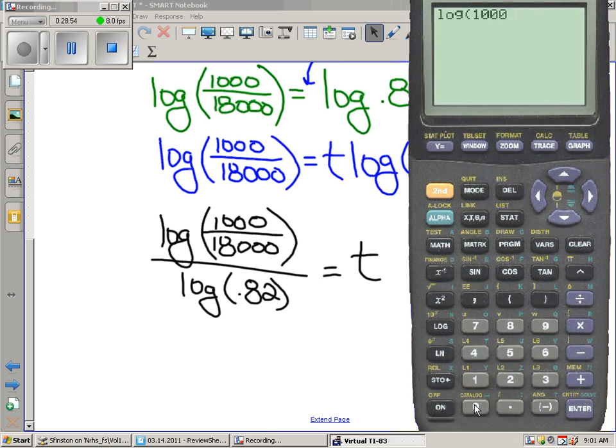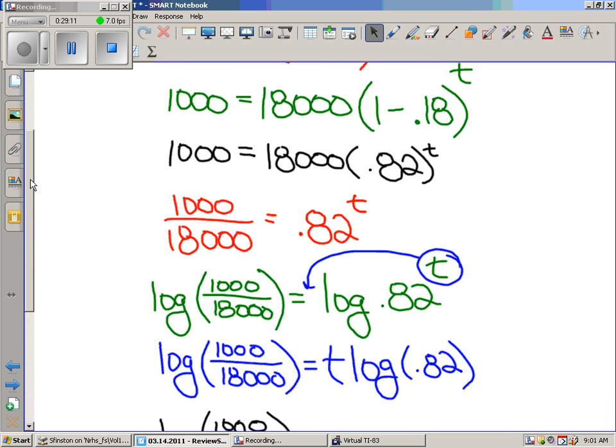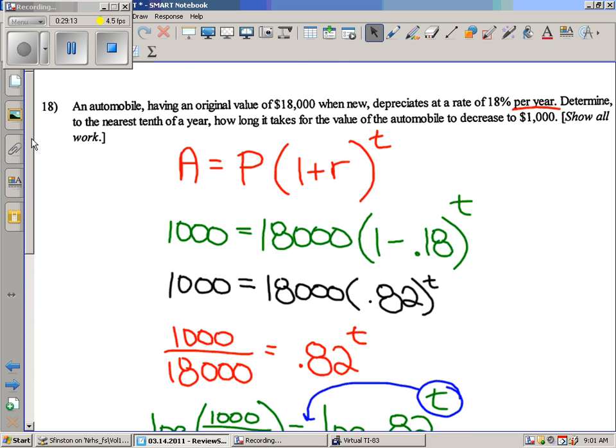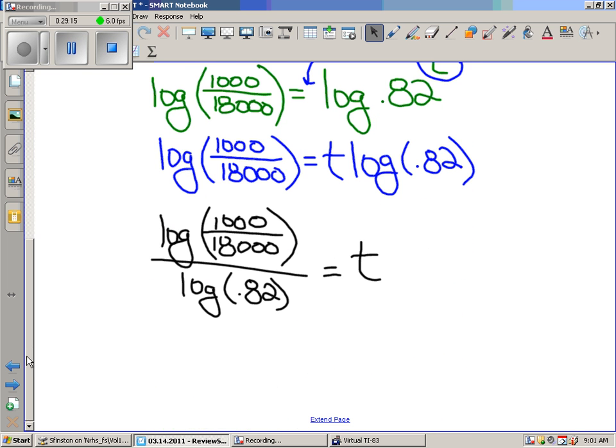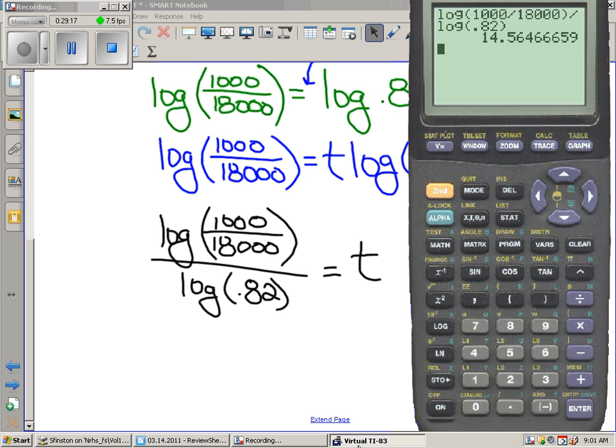What did the original question ask us to say? To the nearest what? To the nearest tenth. So what is that? 14.6.